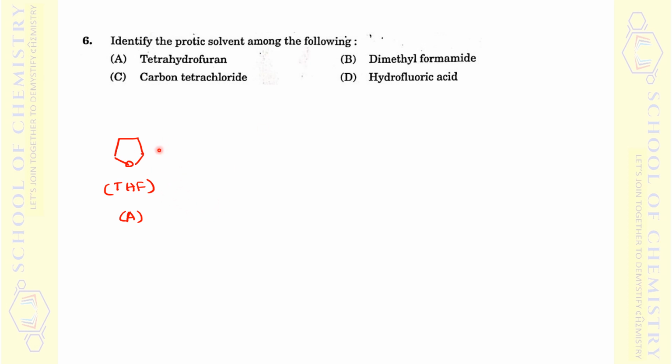Tetrahydrofuran has protons. Here it will be CH2, CH2, CH2, CH2. But those protons are not easily ionizable, and they are not readily available for donation. Though this THF molecule contains protons, it is not considered a protic solvent, because a protic solvent by definition should have ionizable protons. Similarly, if you go for dimethyl formamide, here also the same thing. Though we have protons, they are not that easily ionizable. So DMF is also not considered a protic solvent.